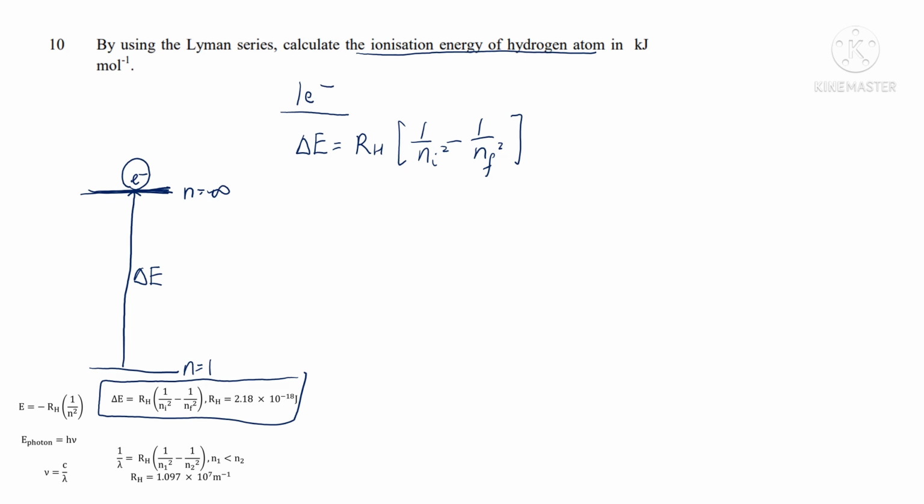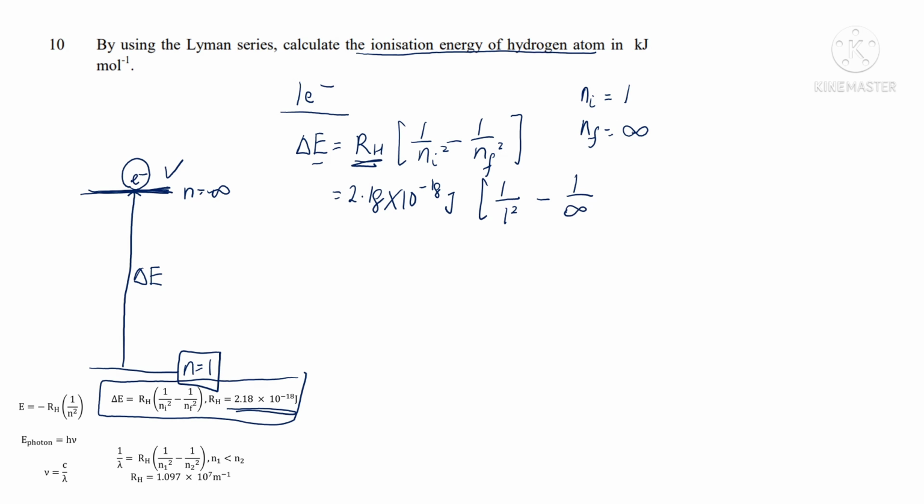Initially, electron is at n equals to 1. Therefore, initial energy level is n equals to 1. And at the end, the electron is at infinity. Therefore, the final energy level is n equals to infinity. And for the Rydberg constant, because this is energy, we need to use 2.18 times 10 to the power of negative 18 joule. Then n initial is 1 squared, and n final is infinity squared, to give us 2.18 times 10 to the power of negative 18 joule. So this is the energy needed to remove 1 electron completely from 1 hydrogen atom.